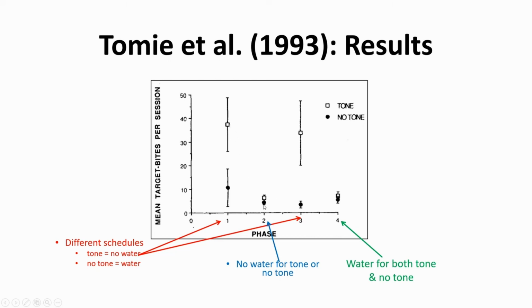And if we remove that unexpected nature, we tend to see a lot less frustration, and we don't see a difference here because it doesn't matter if the tone is present or absent, you're still not getting water. So yeah, just more evidence that we need that difference in expectations or difference in reinforcement conditions in order to see that frustration present.